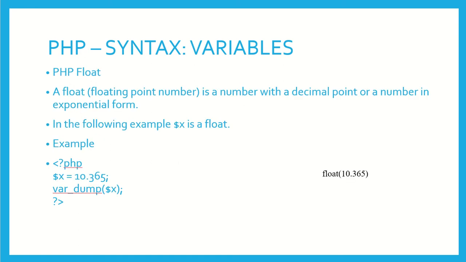Then next is about floating point numbers. Just like we use decimals, what you have to do is assign a variable with a floating point value, and it will be defined as a floating point variable. Again, when you use the var_dump method with the variable, you can find that it is of the type float and the value would be 10.365, which is the assigned value for that variable. So that is how to declare a floating point.